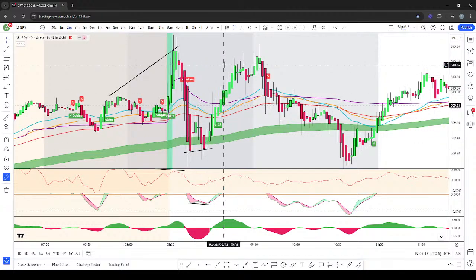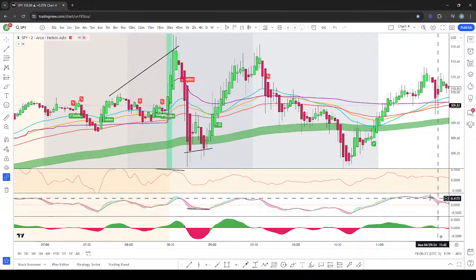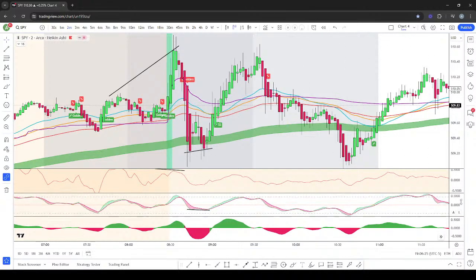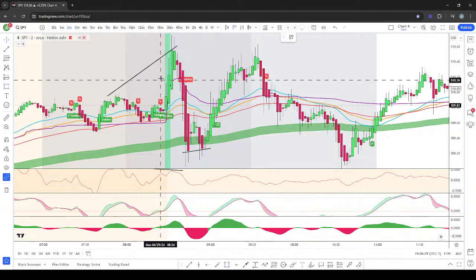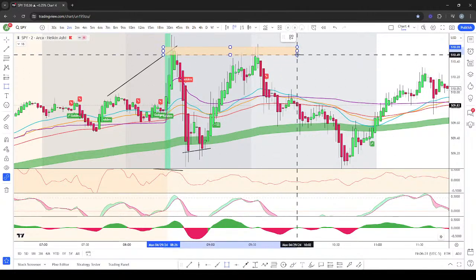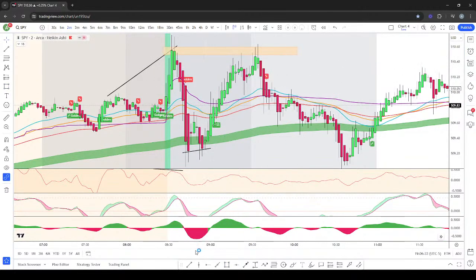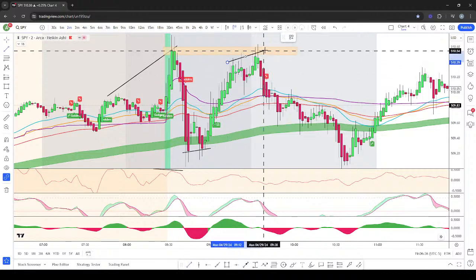Okay, and since we're right here, I just want to show you this too. This is a nice little bearish divergence, because we do have a nice zone area right here. I just want to show you this real quick.